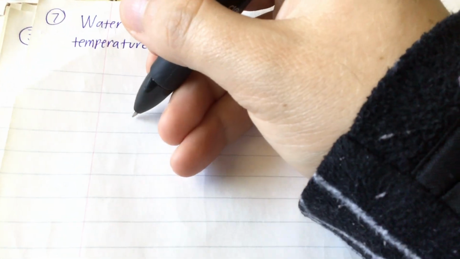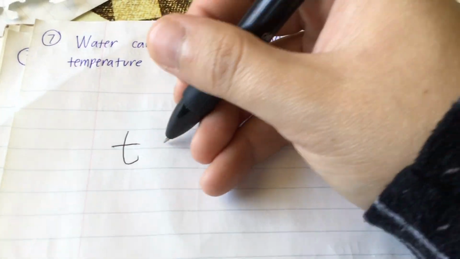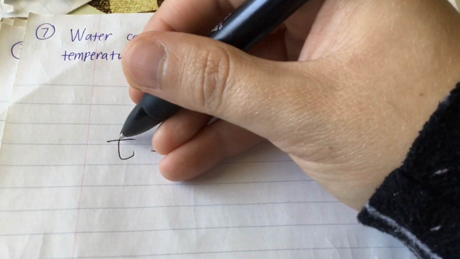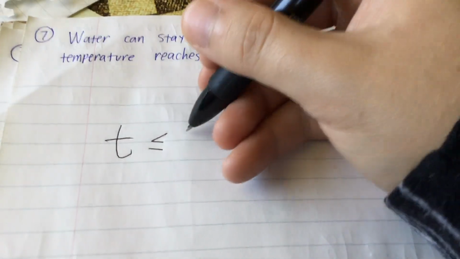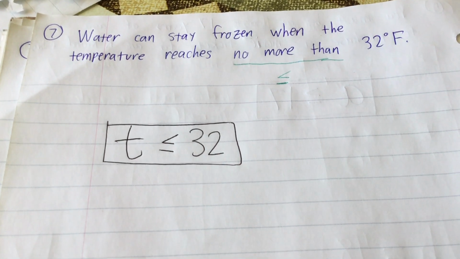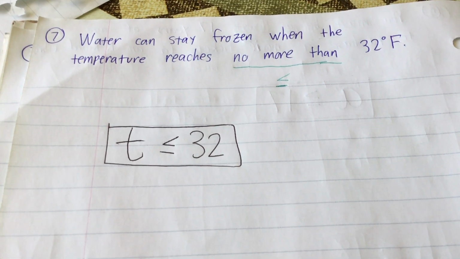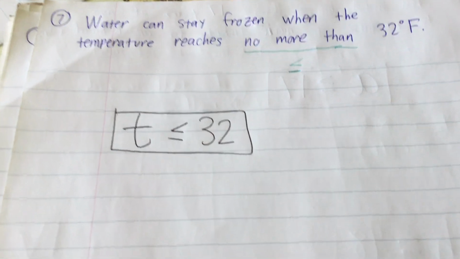So let's just say I use the letter T for temperature, and no more than means less than or equal to. So the temperature must be less than or equal to 32 degrees Fahrenheit for the water to stay frozen. Obviously, the cooler it is, the harder the ice will be, and it's harder to melt.